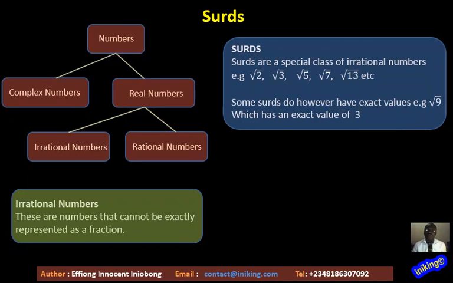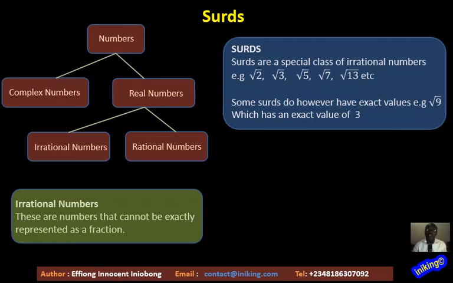Say root 2, root 3, root 5, root 7, root 13, root 11, root 17, and so on and so forth. However, some surds do have exact values, something like root of 9. Root of 9 will give us an exact value of 3. But those are not the kind of numbers we are actually looking at here. We are actually looking at the ones where we cannot get exact values for them, like root 5, root 2, root 3, root 7.